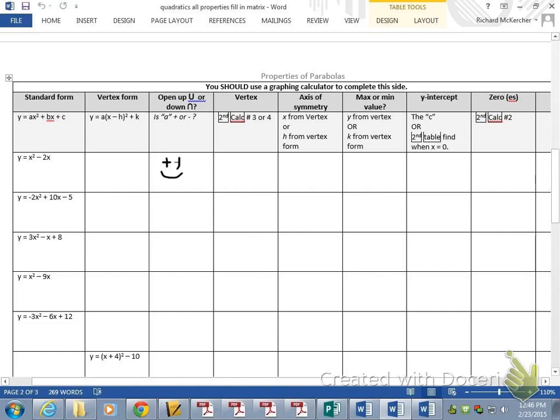I start off, again, I can put this in the calculator and I can see clearly that it faces up. Or I can just look at the A. All right. I press these buttons on the calculator, second calculate number 3 or number 4, and I found out my vertex.